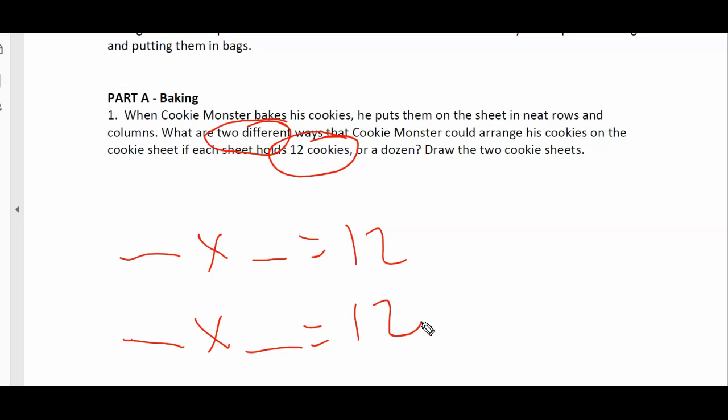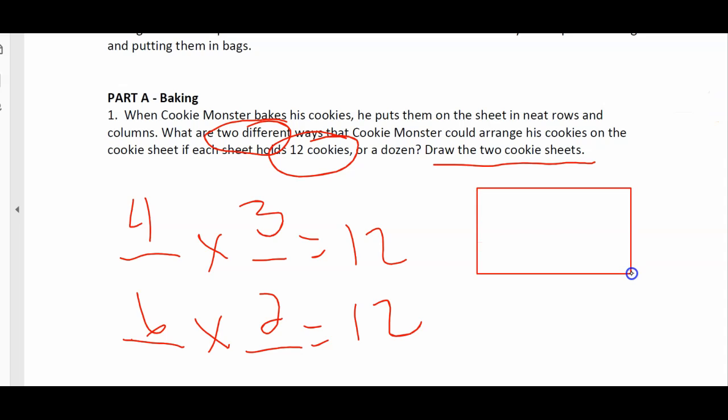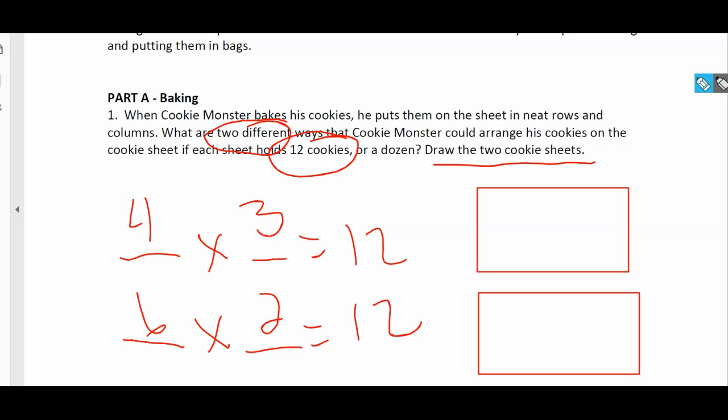4 times 3. What's the other one? 3 times 4 or 6 times 2. Then it says draw 2 cookie sheets, right? There's my cookie sheet, and there's my cookie sheet. The first one, 4 times 3, I need to have 4 rows with 3 cookies each. There's my cookies. The bottom one, I have to have 6 rows. Let's do it this way. 6 rows, but how many in each row? There you go.